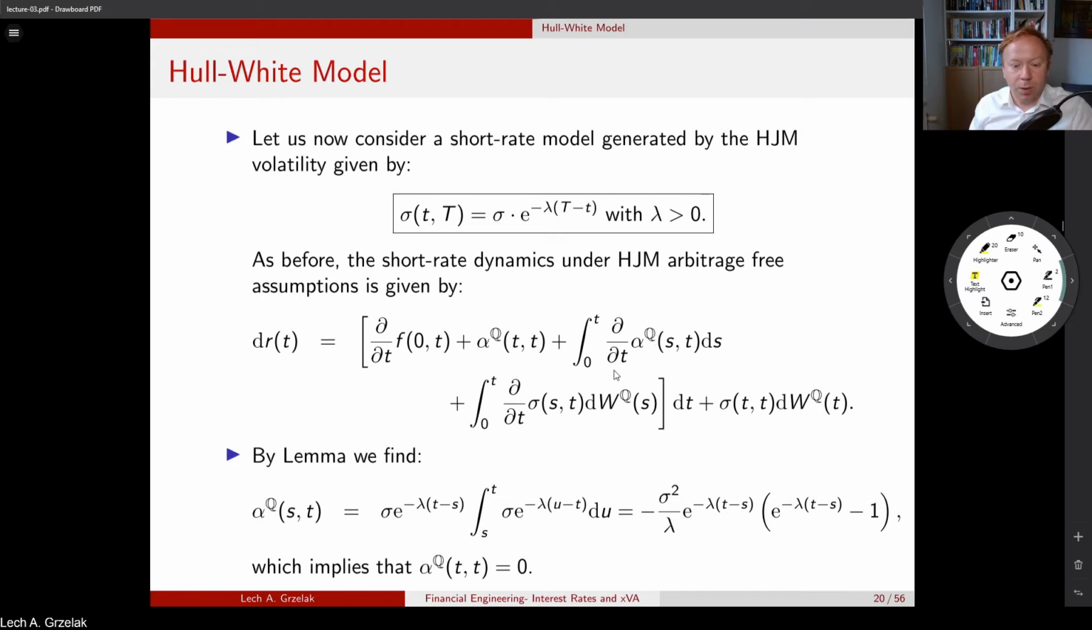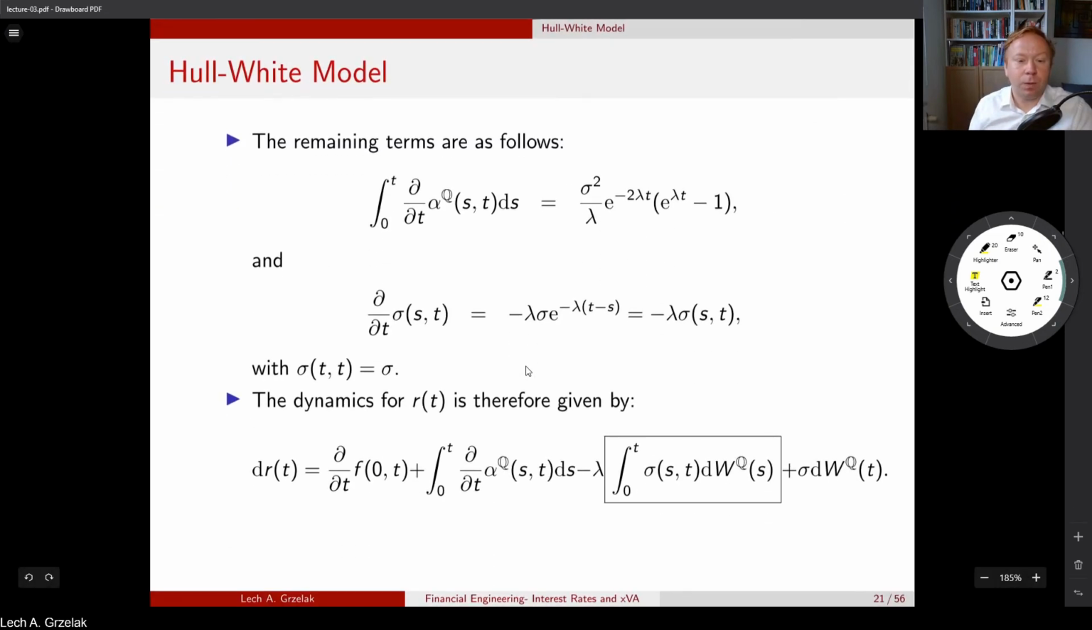HJM framework. Okay, so if we substitute for alpha, because alpha is an ingredient everywhere here, so we have this volatility, which is here, and then we times the integral, this is from s to t, over the volatility, and this is, of course, a closed form, nice expression for alpha. And also alpha(t,t) is 0. I think we already have discussed that before.